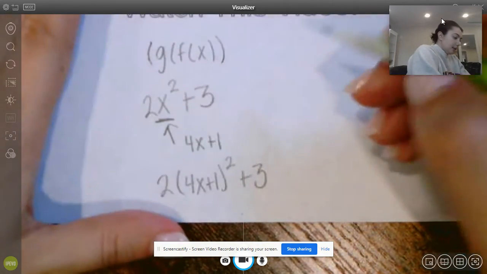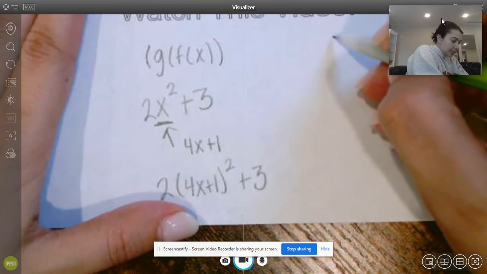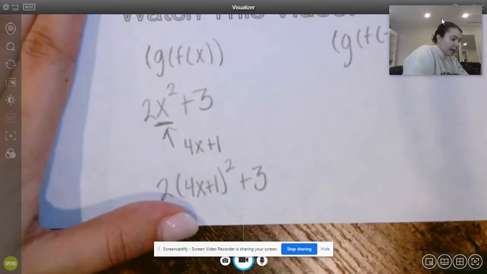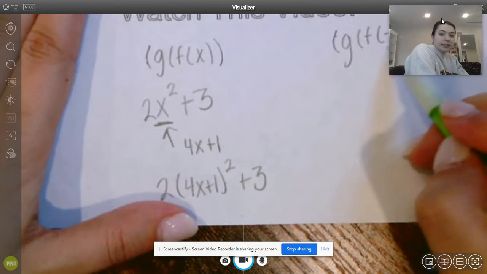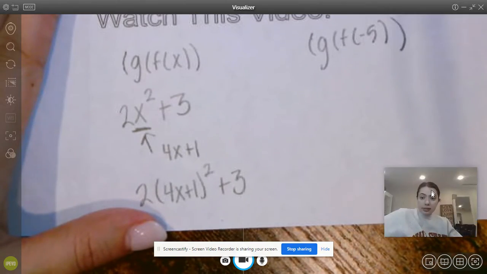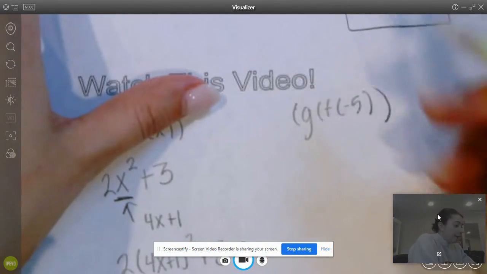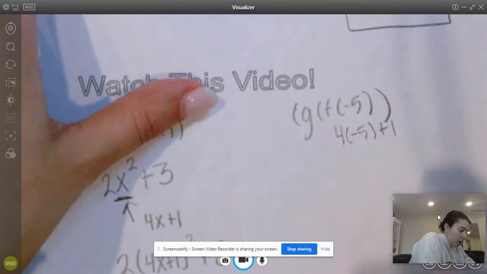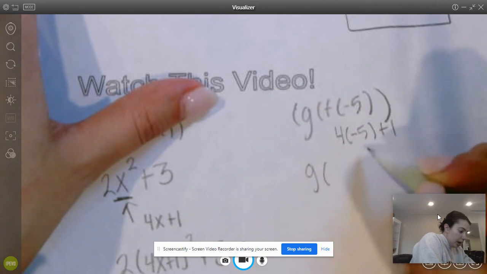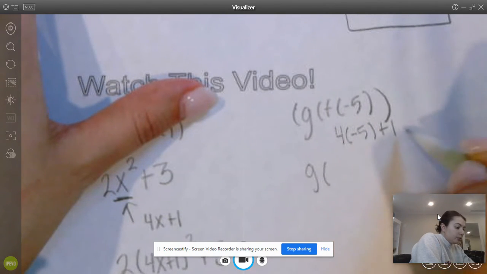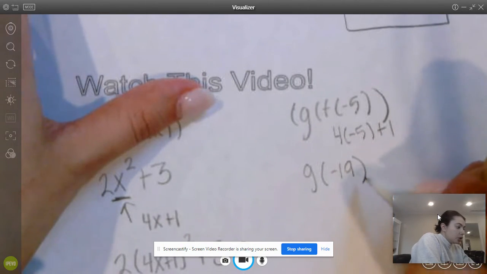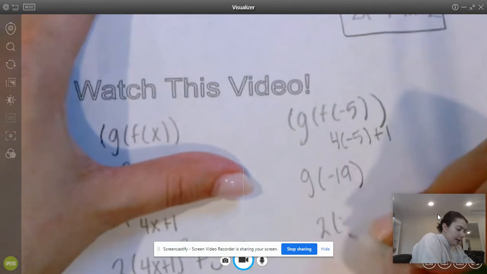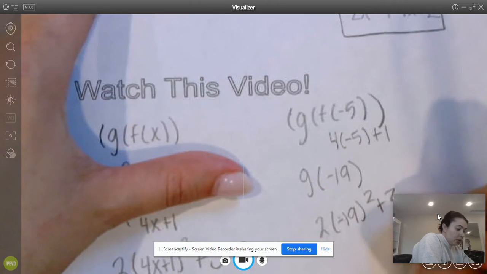Where else do we see this going? Maybe this takes it to the next level of g of f of negative 5. Now we have to figure out what's going on on the inside first. f of x is 4x plus 1, so this is 4 times negative 5 plus 1. So this turns into g of negative 20 plus 1, which is negative 19. So g of x is 2 times negative 19 squared plus 3.